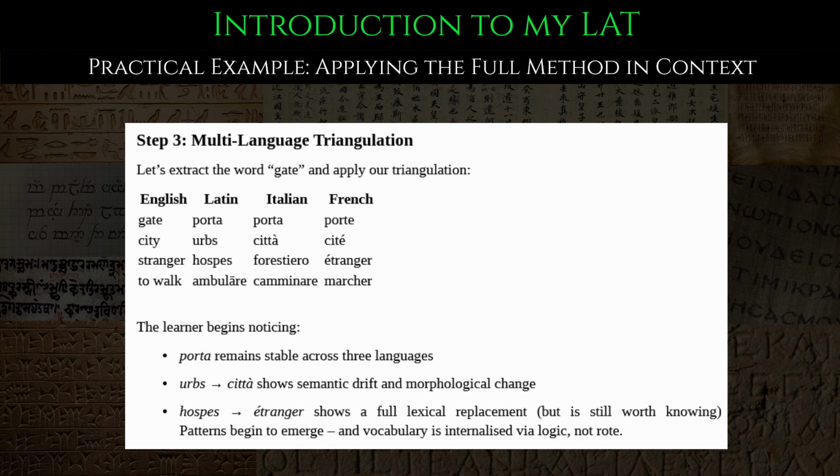Now, the learner begins noticing. Porta remains stable across 3 languages. Urbs becomes città, which shows semantic drift and morphological change.